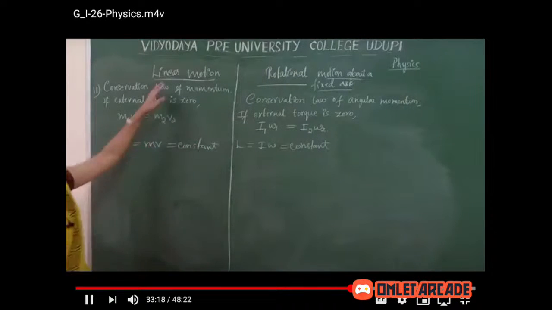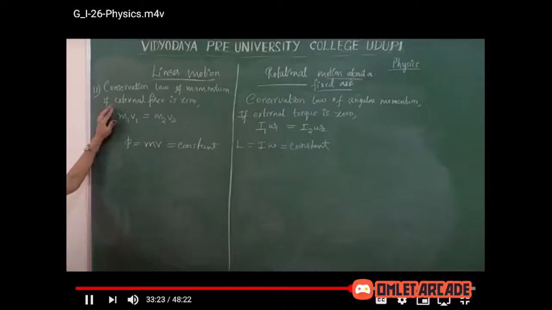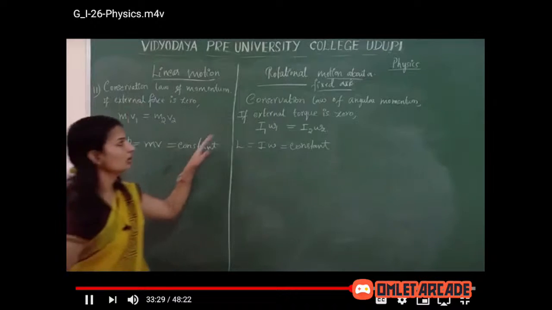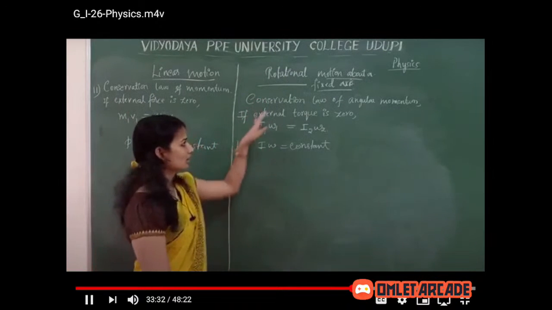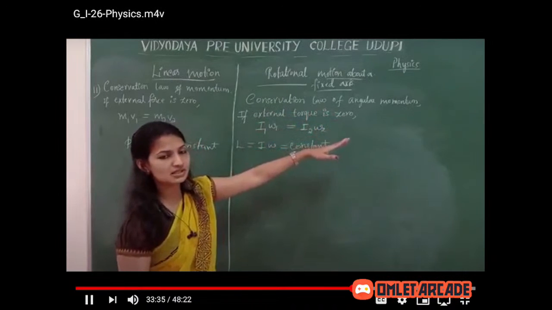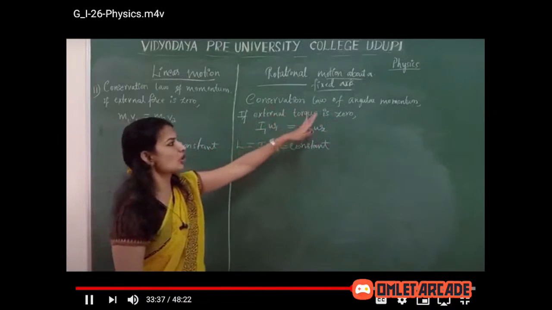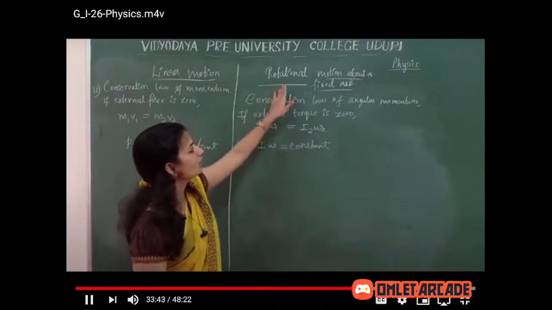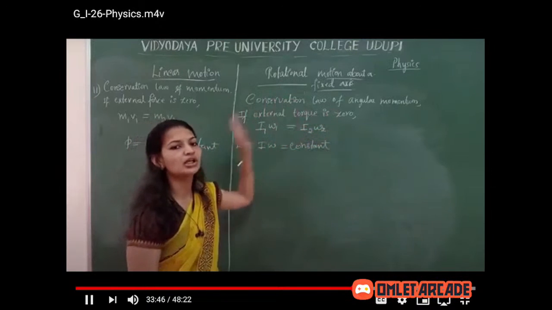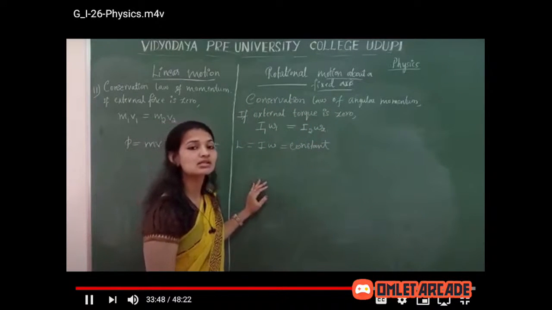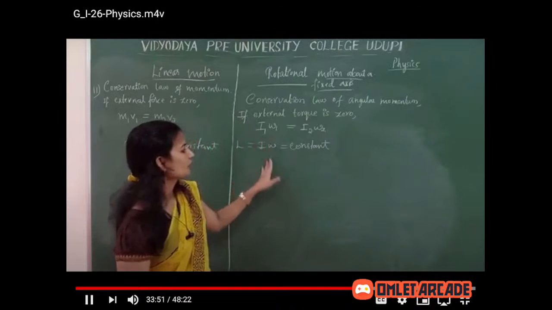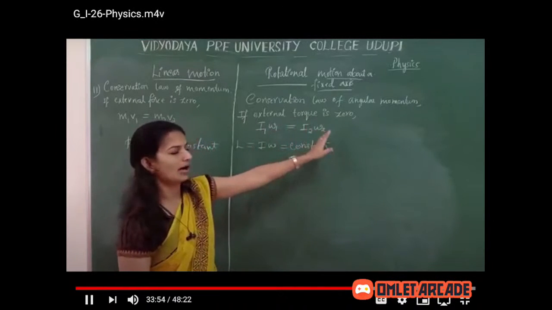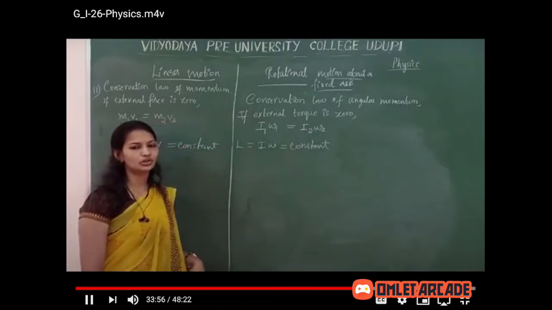Okay. In linear motion, the conservation of momentum is that if external force is 0, the momentum of the body is constant. Okay? In case of rotational motion, the conservation of angular momentum states that if external torque is 0, means the absence of the external torque, the total angular momentum of the rotating body is constant, is same. That is I1 omega 1 equal to I2 omega 2.